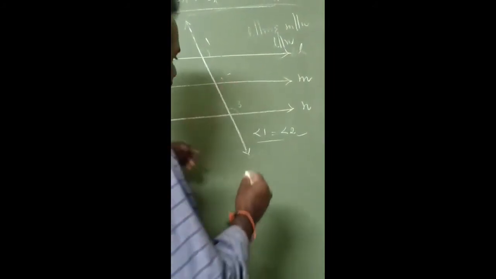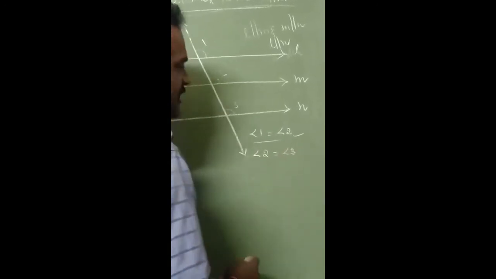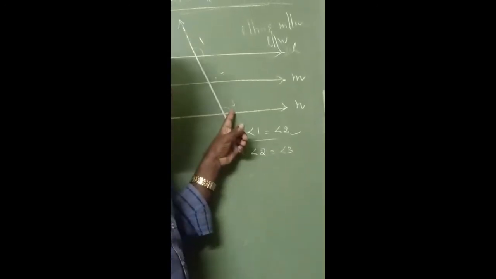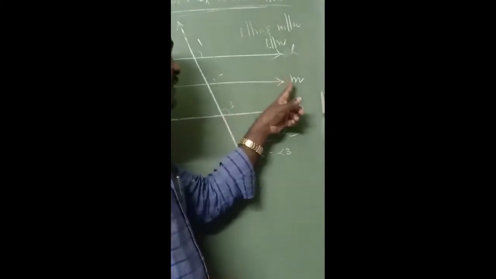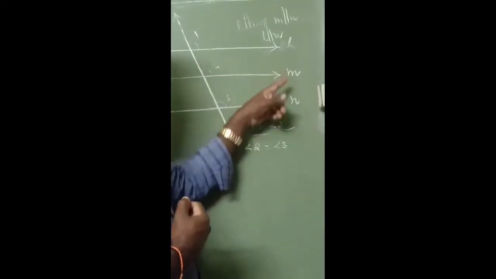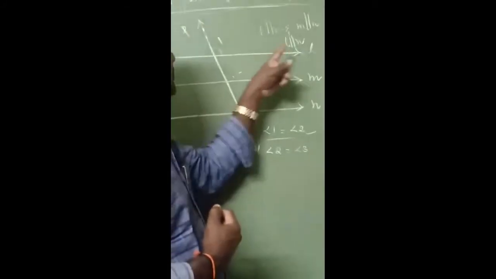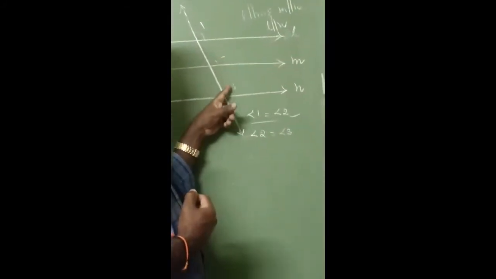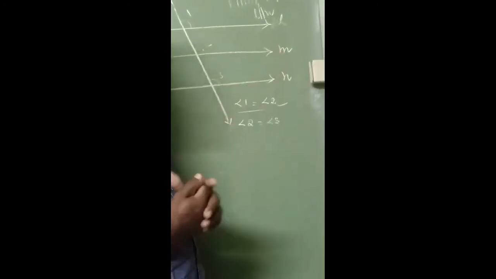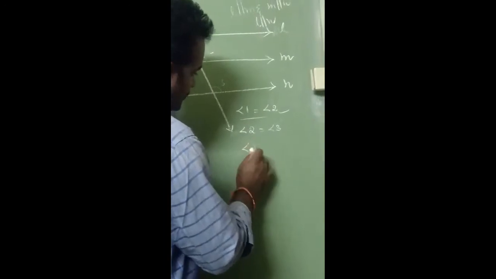Next, angle 2 is equal to angle 3. Angle 2 is equal to angle 3 means this line M is parallel to N. That is, M is parallel to N. These two lines are parallel lines. Angle 1 is equal to angle 2 means L is parallel to M. Angle 2 is equal to angle 3 means M is parallel to N. And angle 1 is equal to, okay?